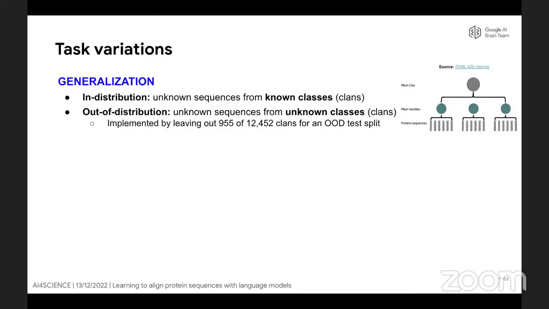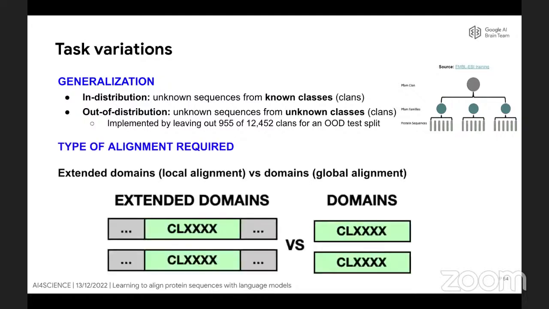And the way we did this was by splitting our data at the clan level. So we basically left out 1,000 clans and used those for an out-of-distribution split. In this way, it's kind of like having classes at test time that our model never saw at training time. And of course, we also show in-distribution performance, which is more like how well you generalize to new sequences, but from classes that you know. And this is not so important.